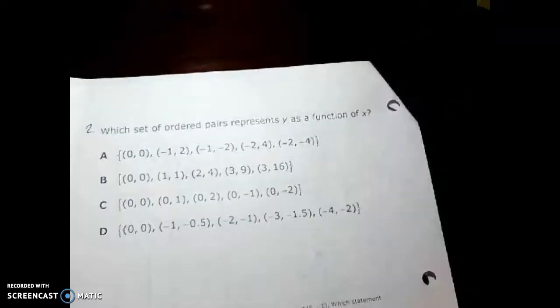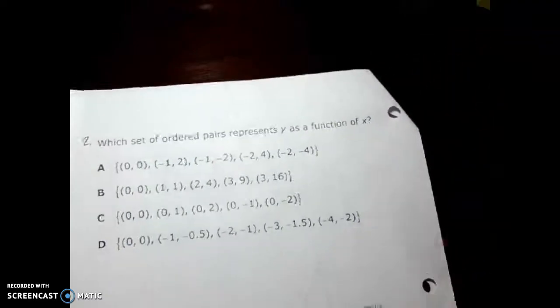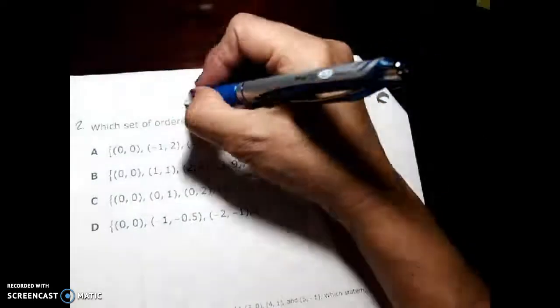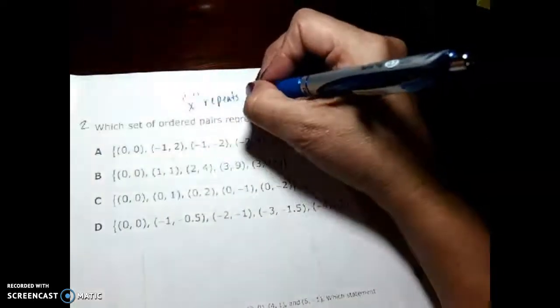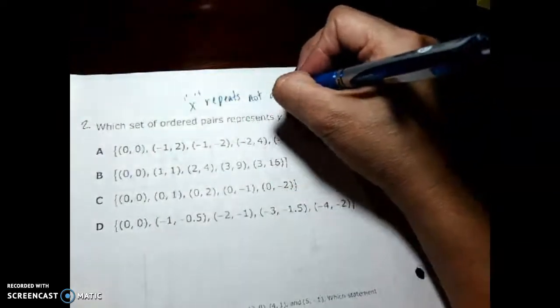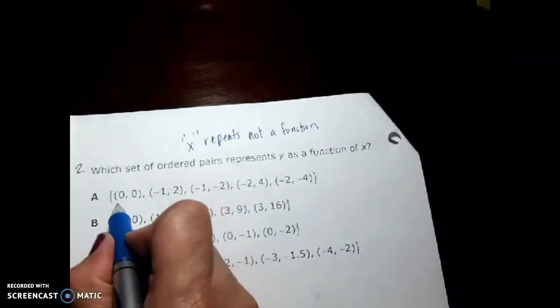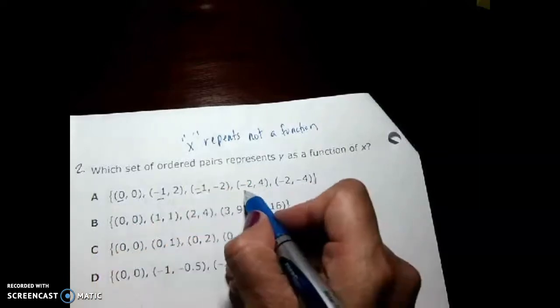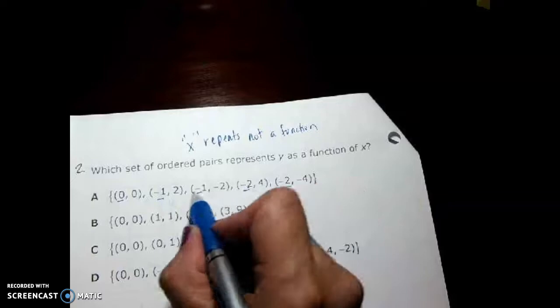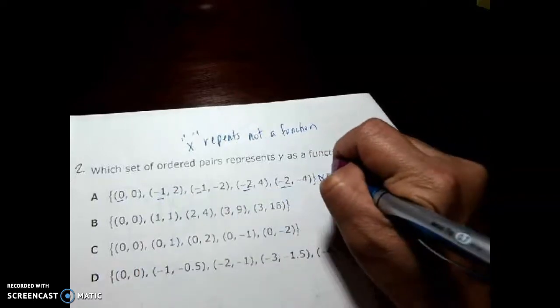Which set of ordered pairs represents y as a function of x? So we're still looking for, is it a function? So if the x repeats, not a function. So I'm going to look at the first one, and I'm going to just worry about the x's. 0, -1, -1, -2, -2. Right there, those are repeaters. The x repeats, not a function.